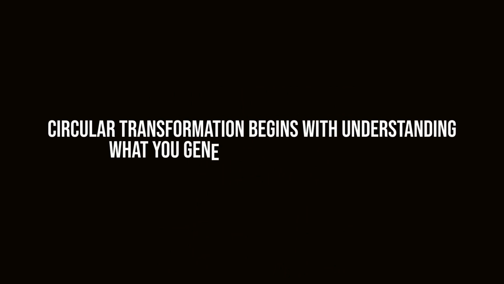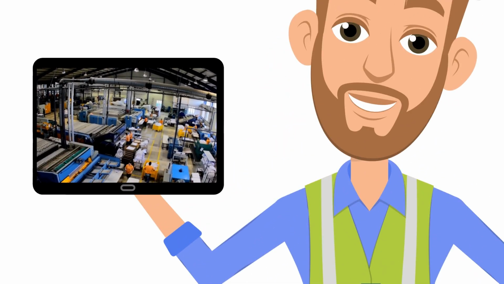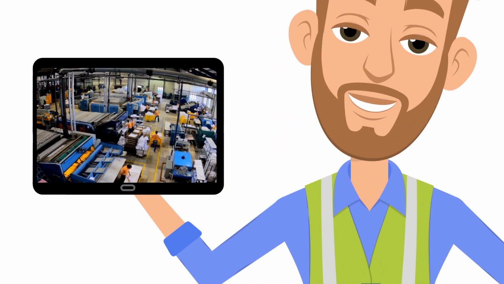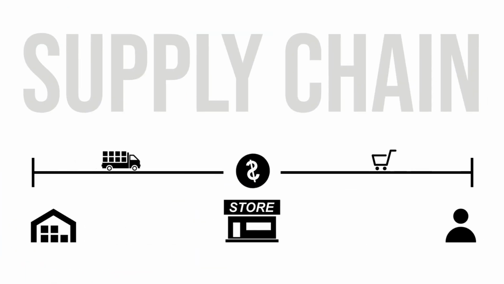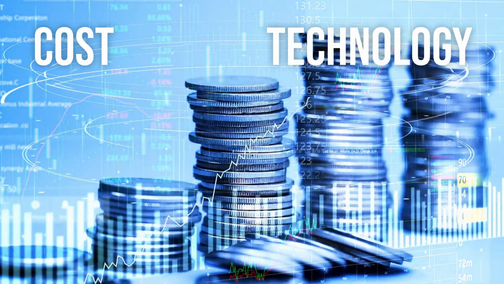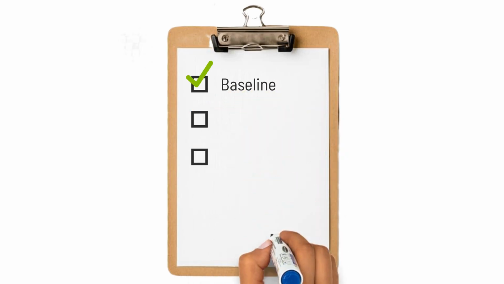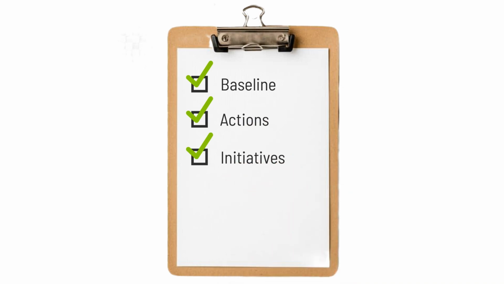Circular transformation begins with understanding what you generate and where it goes. Start by mapping your waste streams. Identify sources, volumes, frequency, and final destinations. Visualize how materials move across your supply chain, from production sites to collection and disposal. Include data on associated costs, handling methods, and the technologies used for tracking or treatment. This diagnostic phase creates a solid baseline to prioritize actions and detect where circular initiatives can deliver the greatest value.